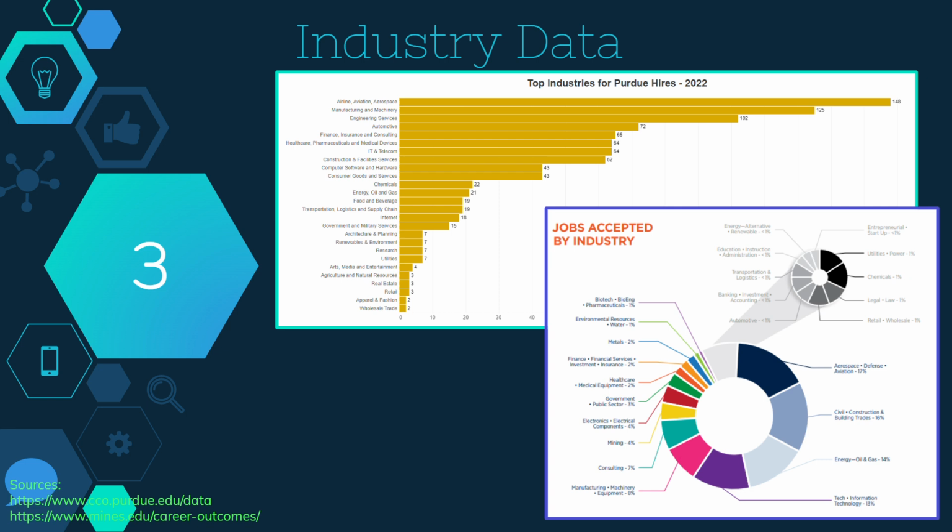So if I'm going to look at the second to top category in Colorado School of Mines, civil, construction, and building trades, that's reasonably far down on the Purdue list, even though they have a really well-known construction engineering management program within the School of Civil Engineering. So that's something to note. Also, energy, oil and gas is not very high at Purdue. You see it's way down there with the 21 students taking jobs in that industry, where Colorado School of Mines is a full 14%.